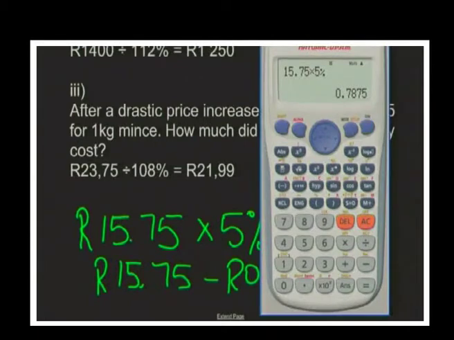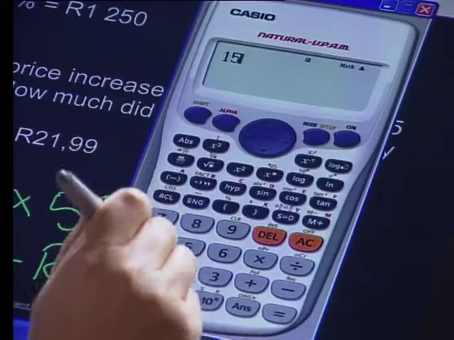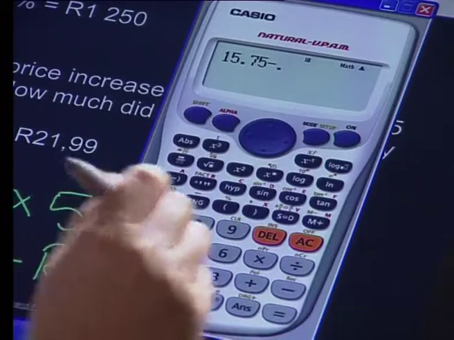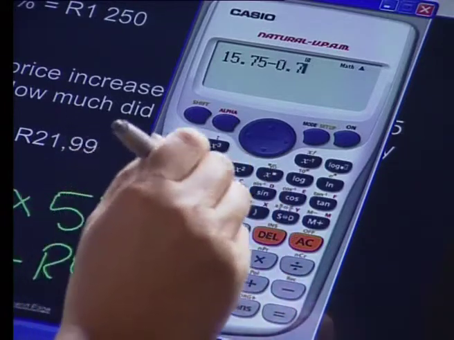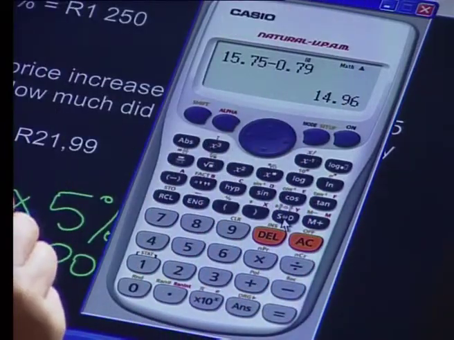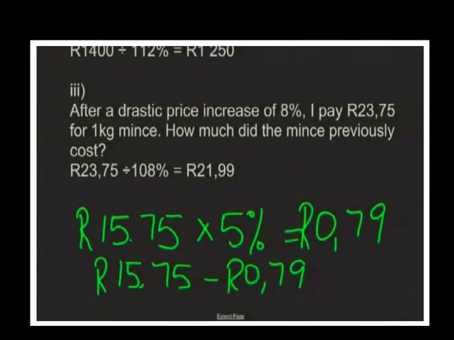This is very, very wrong. So let's see what that answer was, and I'll explain why. 15 Rand 75 minus 0.79, and we get 14 Rand 96. So let's go back here and write in our answer.